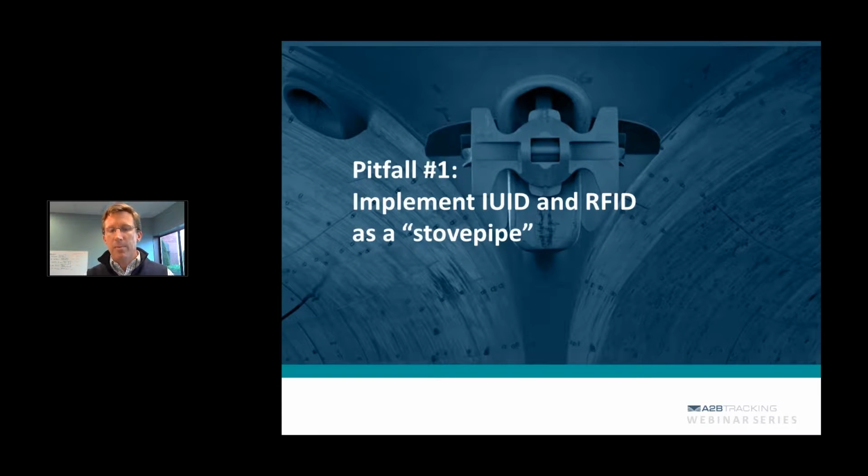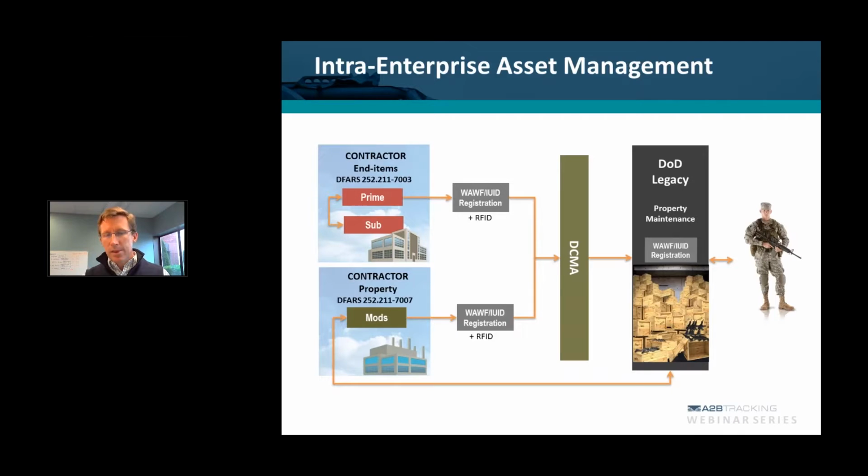So we begin with pitfall number 1, implementing IUID and RFID as a stovepipe. This graphic really will illustrate for you the interdependencies of the way data and the way property or specific products or assets flow, whether it's a subcontractor coming to you as the prime, or whether it's you shipping your deliverables off to the government, and how they flow through DCMA.